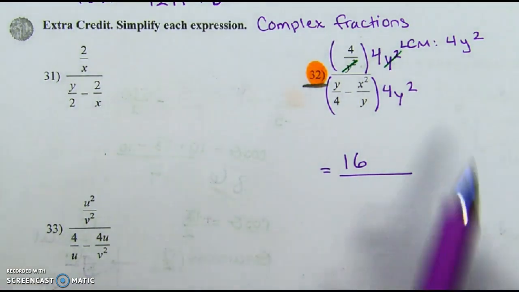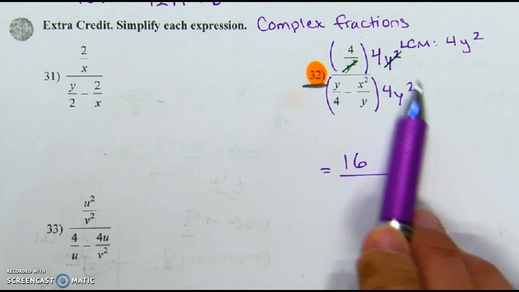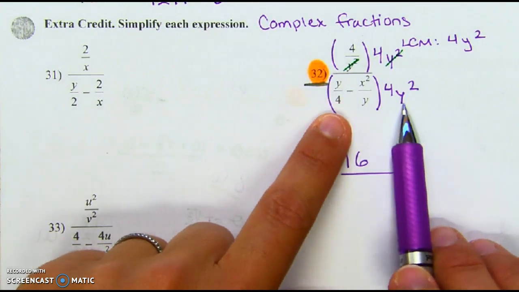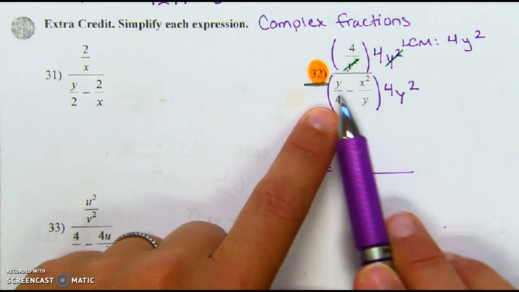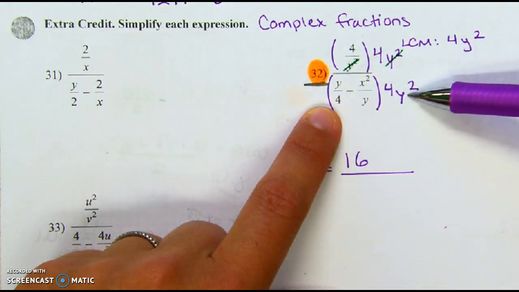All right. Now we're going to distribute this. So here's our game. 4y squared times y over 4. What cancels? The 4's. What will stay? y times y squared. What's y times y squared?